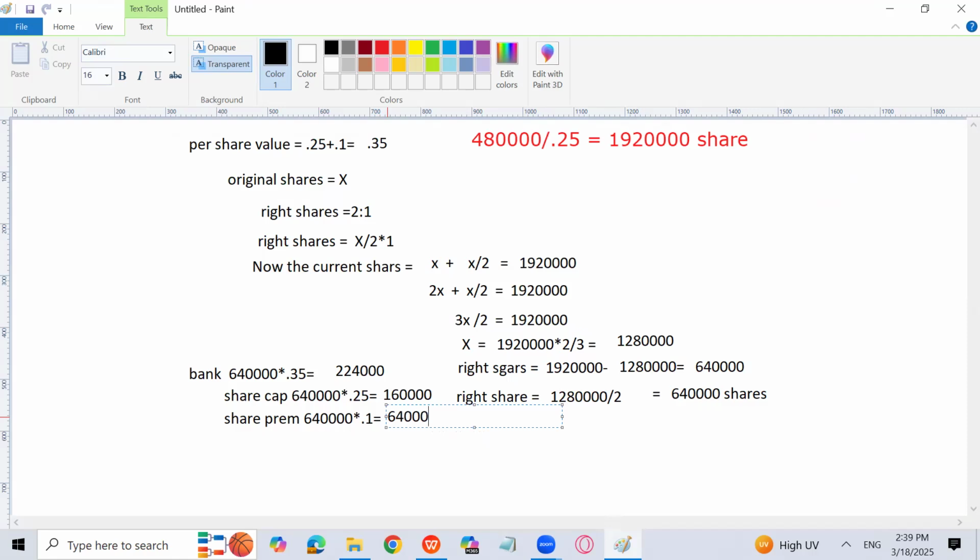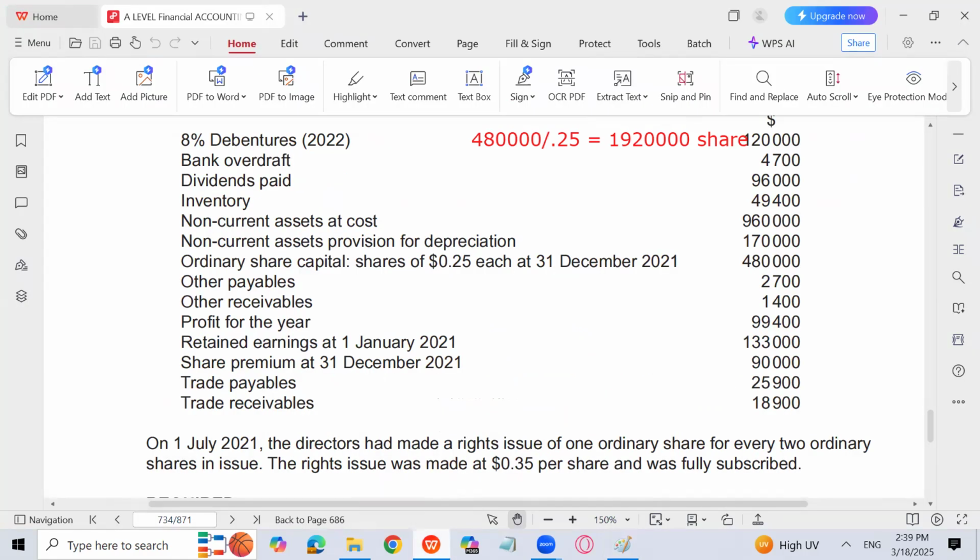So this is the entry: bank debit, share capital credit, and share premium credit. But these amounts of 1,60,000 is already included in the amount of share capital given in the question. That is already included. This amount of share premium is already included in the amount of share premium. Sir, how come? Let me explain you.